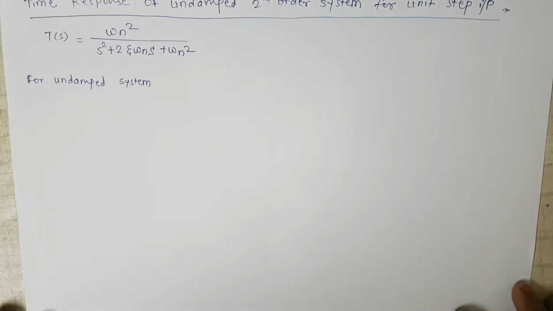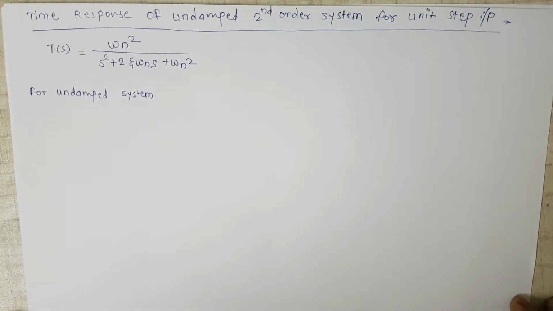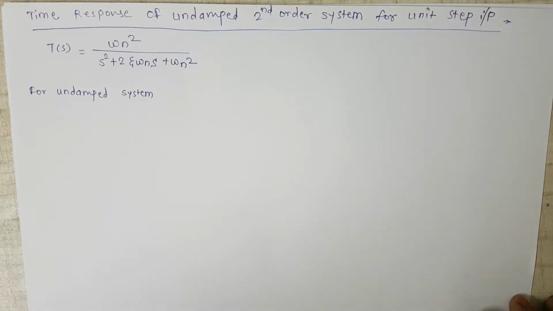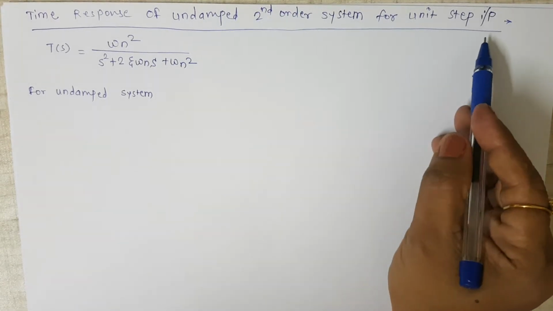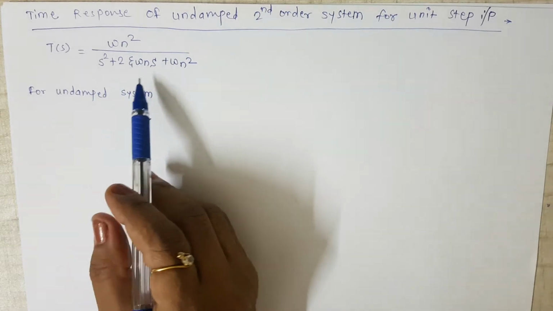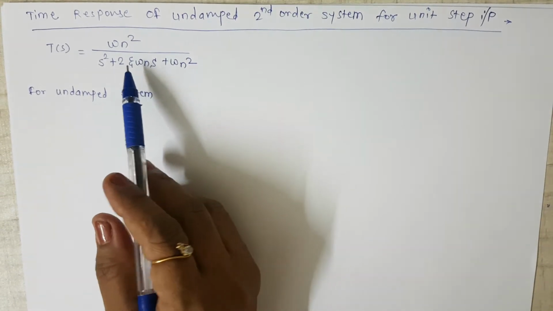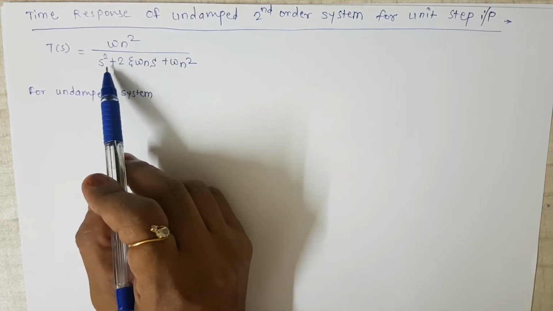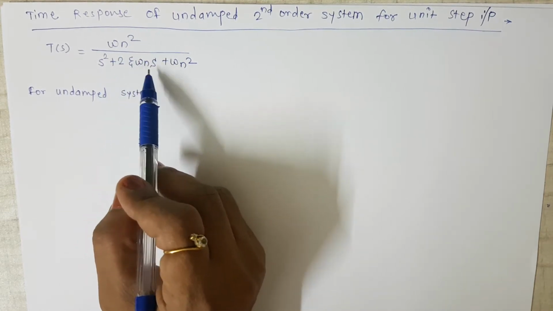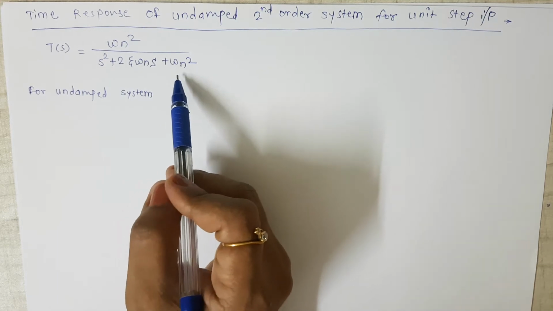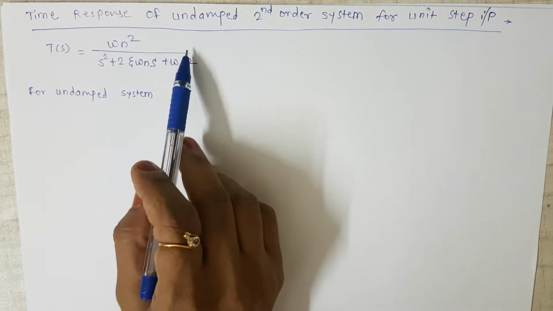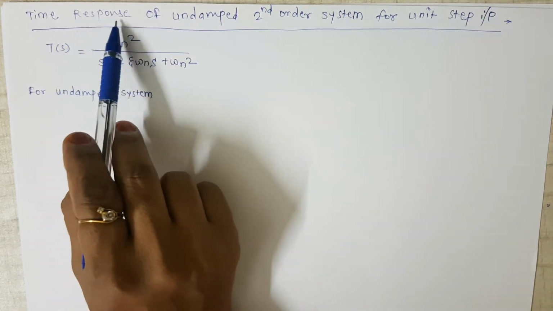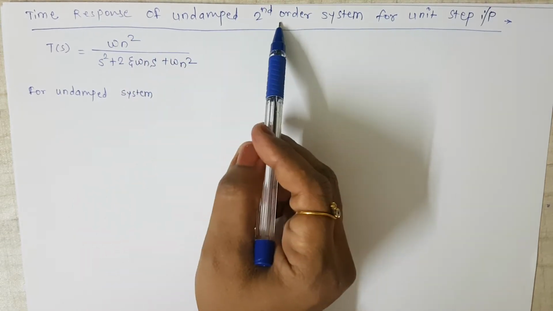Hello all. Now in today's session we'll see the time response of undamped second order system for unit step input. Okay. So second order system transfer function we know is omega n square upon s square plus 2 zeta omega n s plus omega n square. Okay. Now we need to find the time response of undamped second order system.